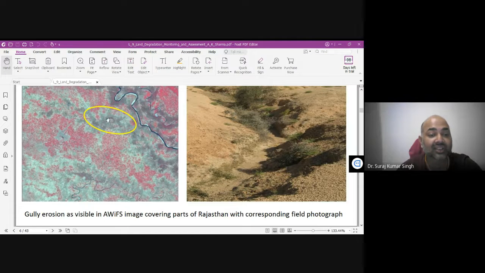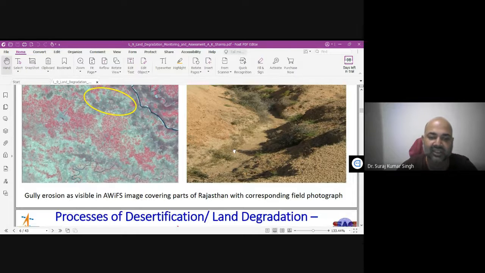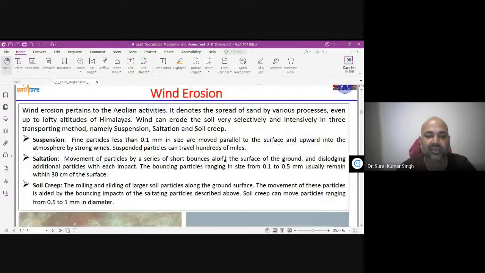Such kind of signature wherever you are seeing can be stated as representative of gullies. So you have to go into the field and verify. You can see that in this yellow feature, how it is seen in the field. If you see such kind of land in the field, you can say they are gullies and they are because of water erosion.